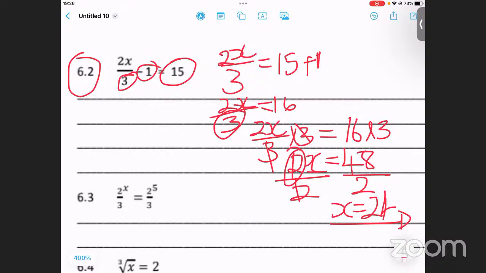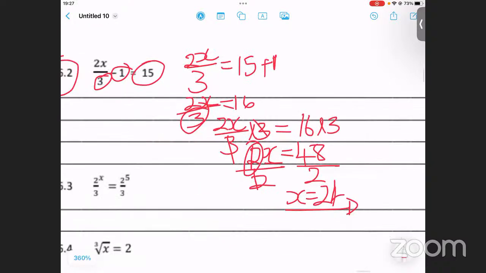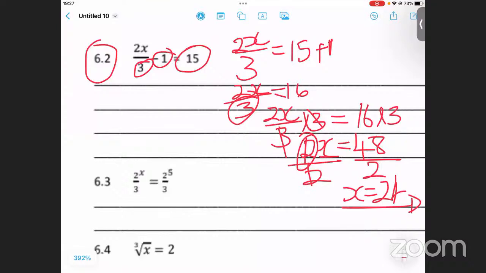Perfect. Now we have 6.3. So 6.3 is 2 to the power of x divided by 3 is equal to 2 to the power of 5 divided by 3. And Nyaki, how are we going to solve this? Just one mark. How are we going to solve this? Ma'am, I'm not sure.